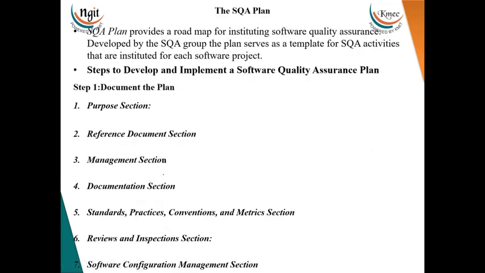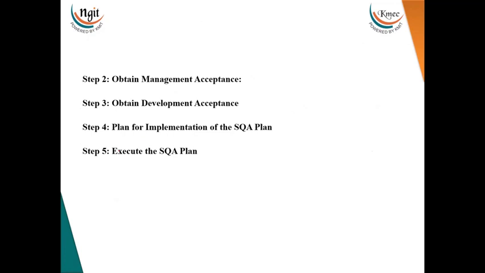Then we talk about the SQA plan. What is the SQA plan? The SQA plan provides a roadmap for instituting software quality assurance, developed by the SQA group. The plan serves as a template for SQA activities that are instituted for each software project. So what are the steps to develop and implement a software quality assurance plan? Step 1, we have to document the plan. Step 2 is to obtain management acceptance. Step 3 is to obtain development acceptance. Step 4 is to plan for implementation of the SQA plan. Step 5 is to execute the SQA plan.